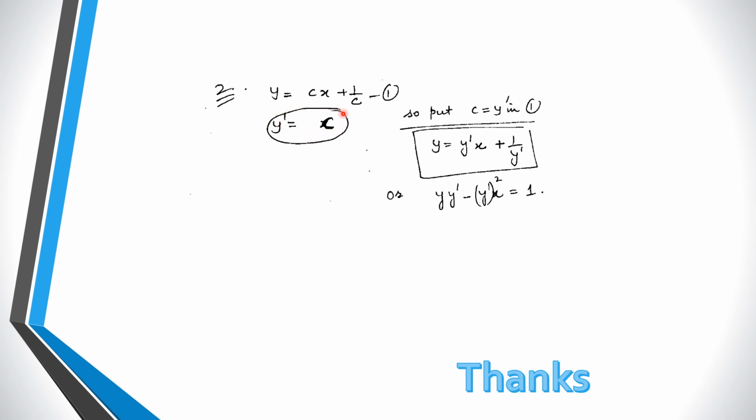Now substitute the value of c as y prime in this equation. So what will be the differential equation? y is equal to y prime x plus 1 over y prime. Simplifying it more, you get y prime minus y prime whole square times x is equal to 1. So this is the differential equation whose solution is this.